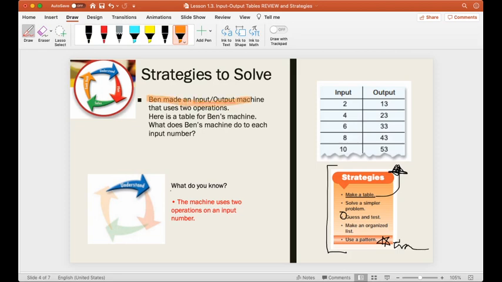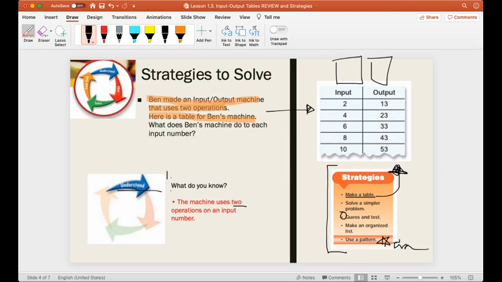Ben made an input-output machine that uses 2 operations. Here's a table for Ben's machine. The table is going to be, if you haven't put it together, right here. This is the table we're manipulating. So the first thing you should do is write down what you understand on all questions. Like, what do we know? That's the number one thing you should put. The first thing we know is that the machine uses 2 operations. So you're going to draw above your table 2 different squares, because we know it uses 2 operations. That means 2 things are going to happen to it. Either addition and subtraction, division and subtraction, multiplication and addition, whatever combination, but we know it uses 2.